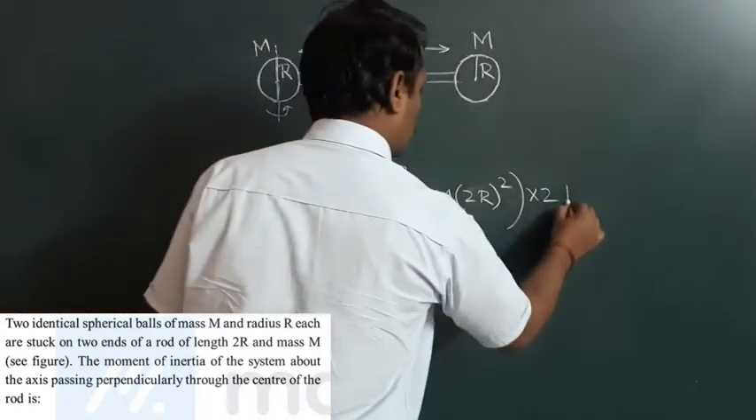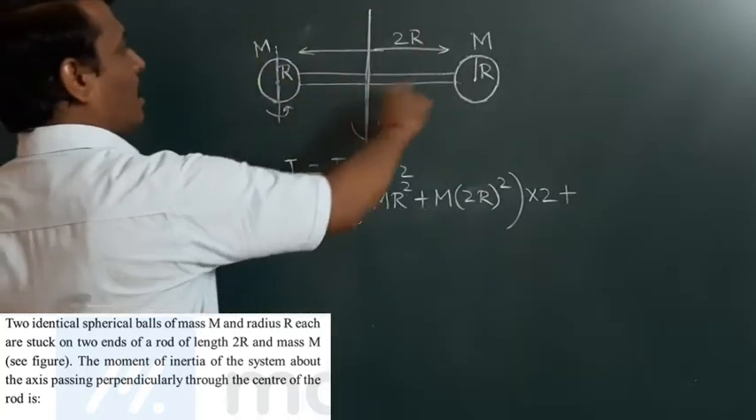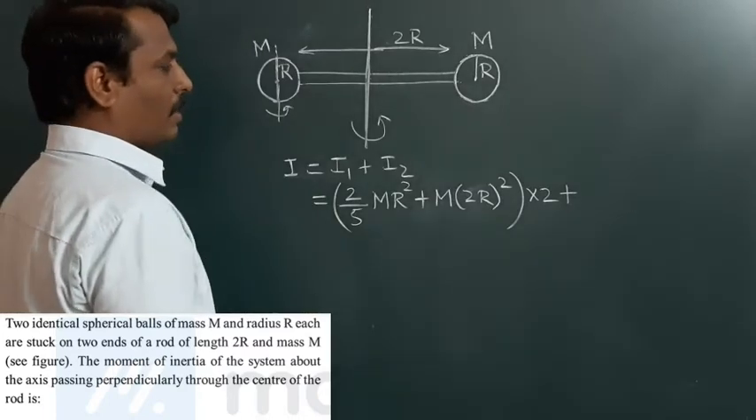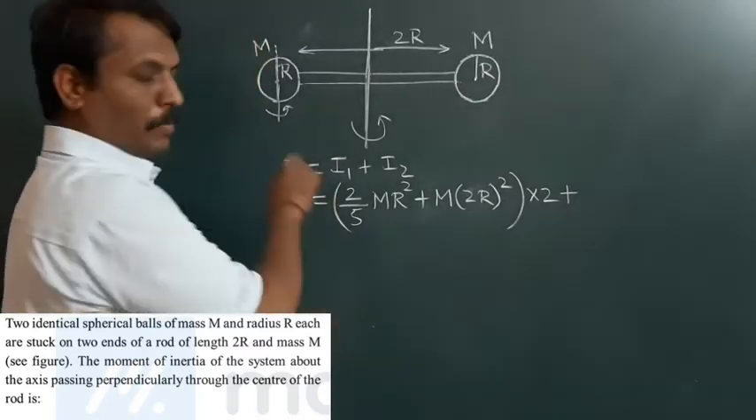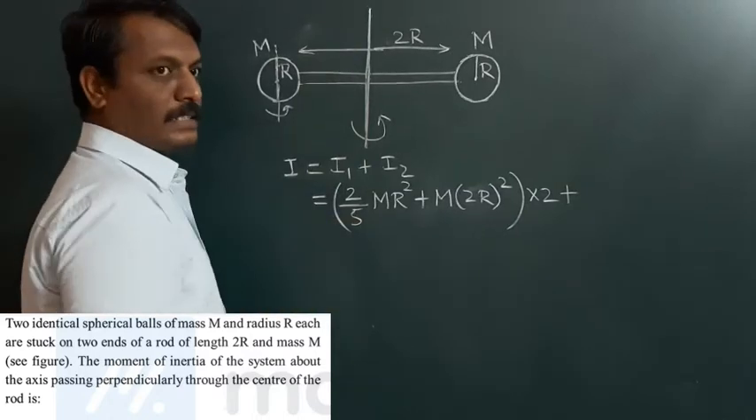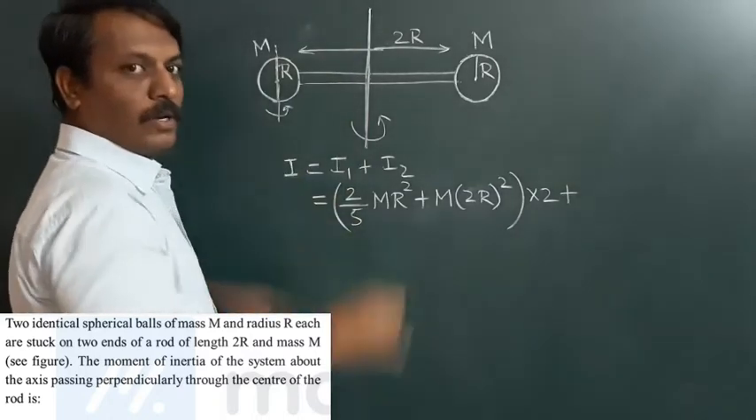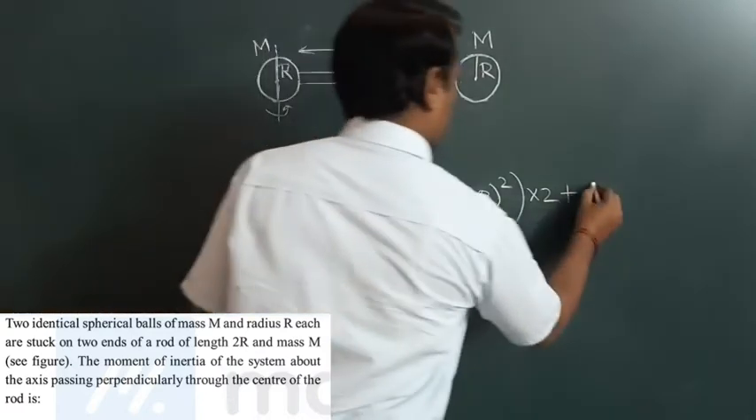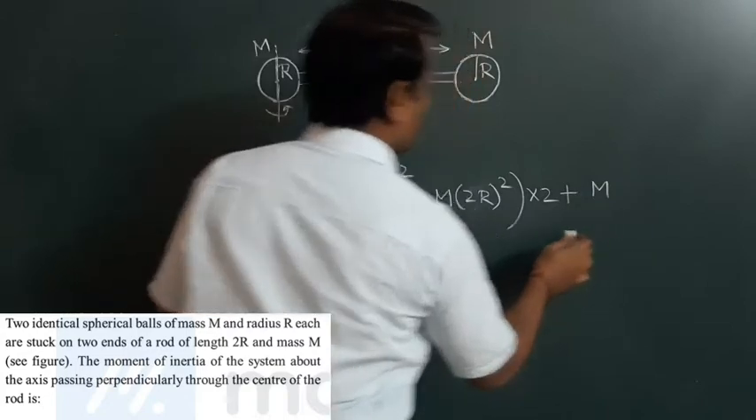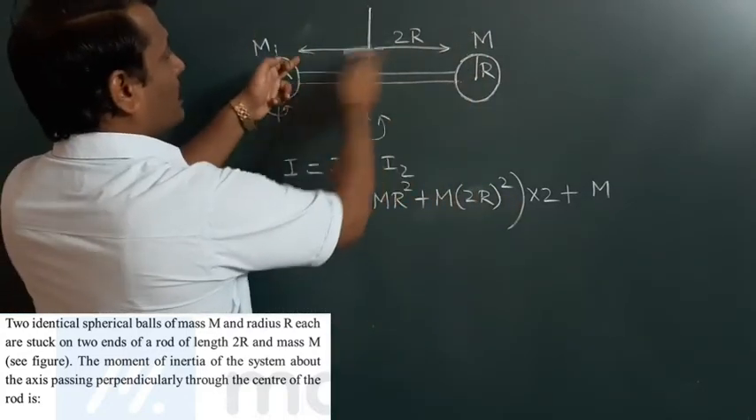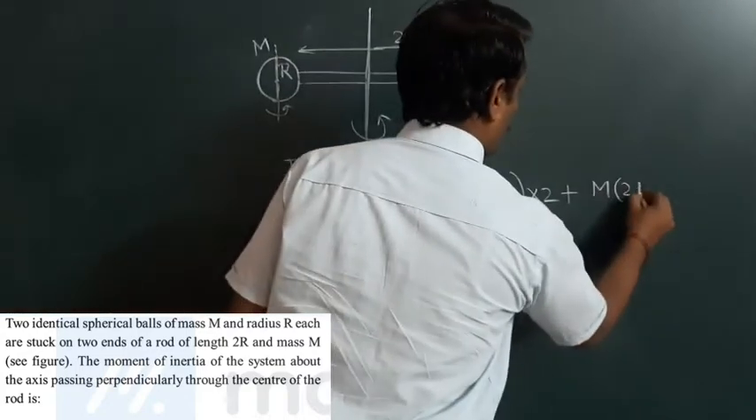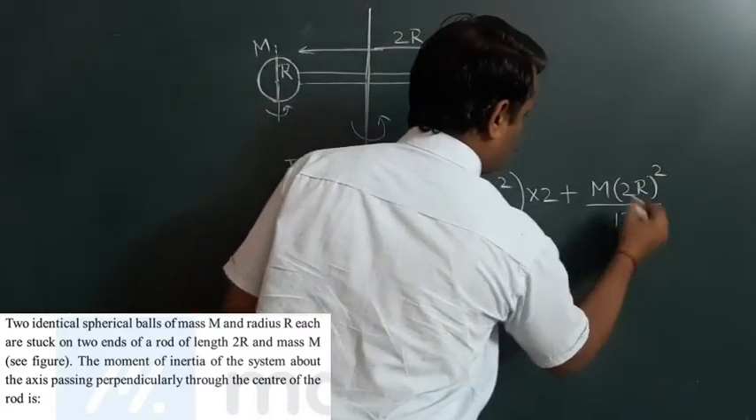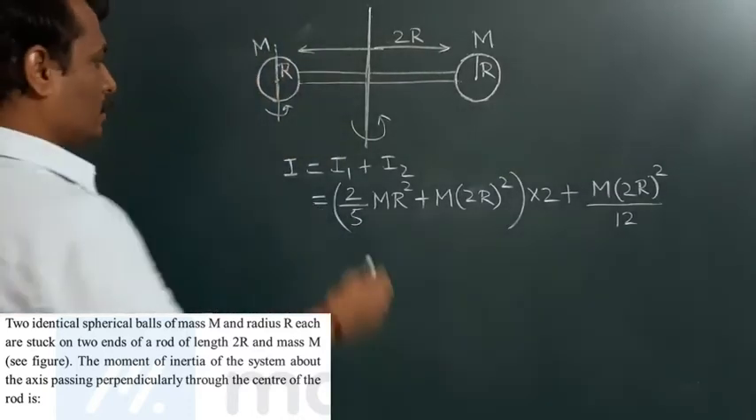Then plus the moment of inertia of the rod about this axis. We know that the moment of inertia of a rod about an axis passing through its center and perpendicular to its length is ml square by 12. Here the mass of the rod is also m, but the length is 2r. So that is ml square divided by 12, with l as 2r.